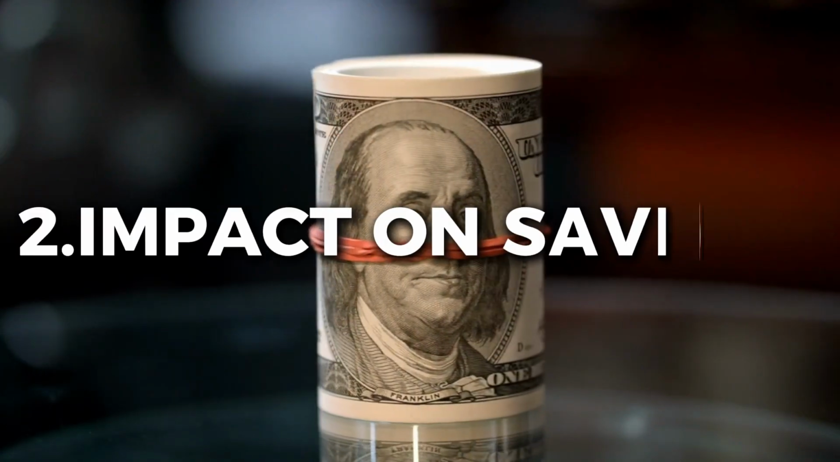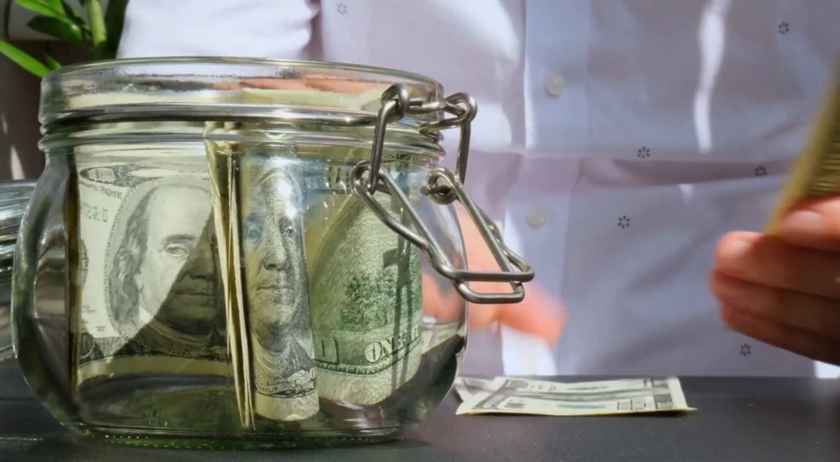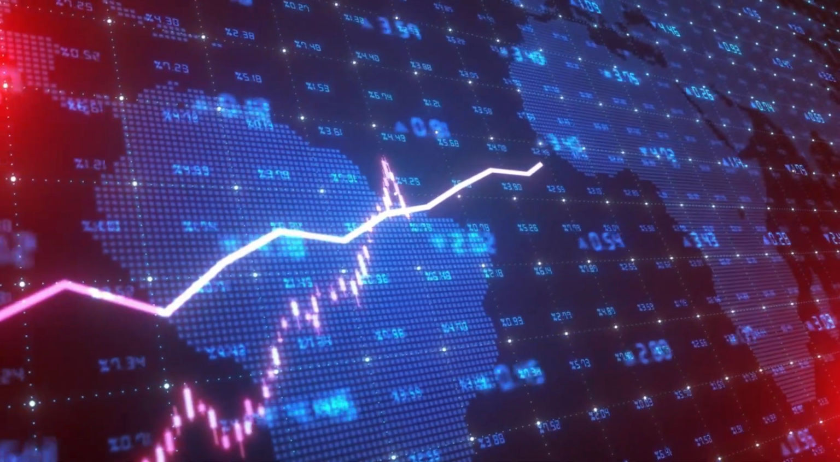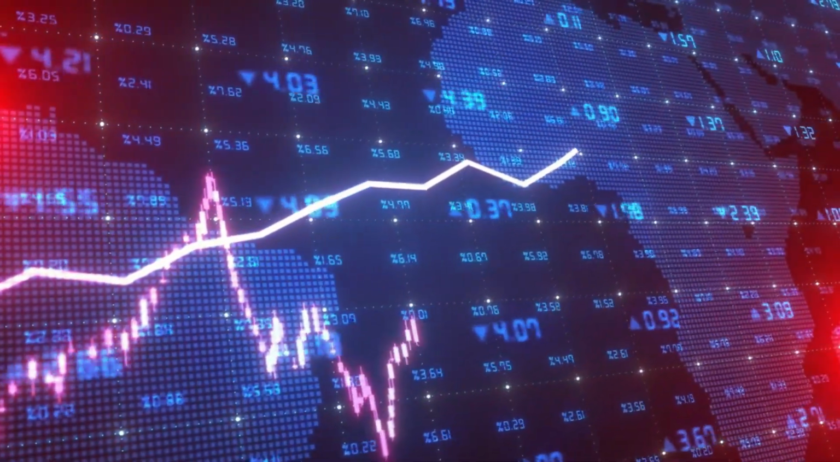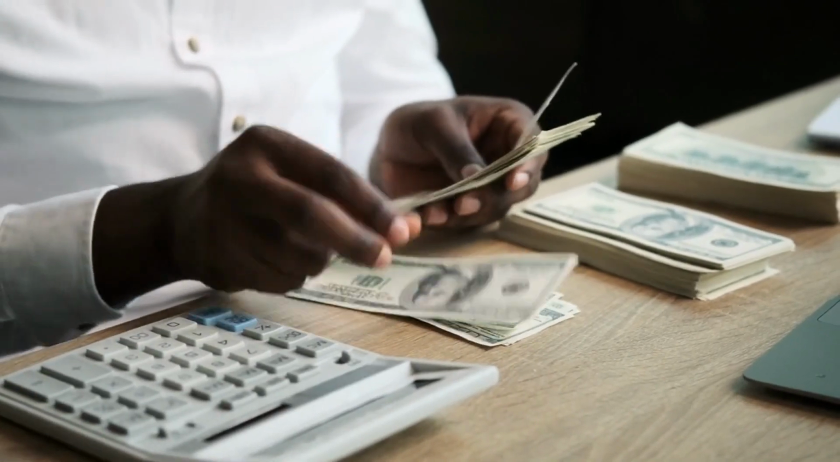2. Impact on savings. High inflation can erode the value of savings if the interest rates on savings accounts do not keep up with the inflation rate. For example, if inflation is at 5% and the interest rate on a savings account is only 2%, the real value of the savings decreases.